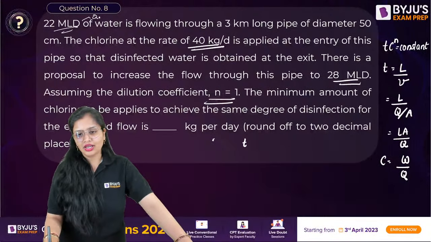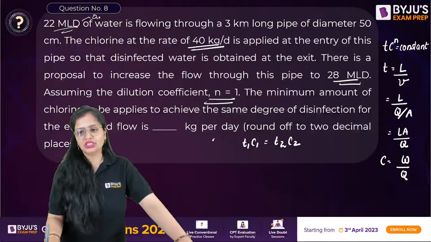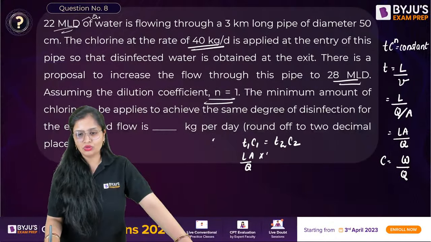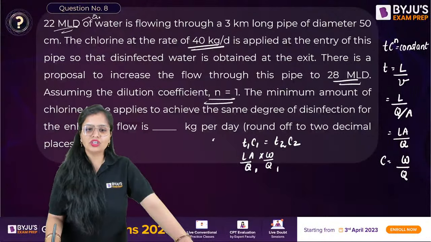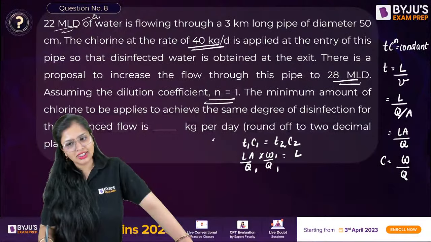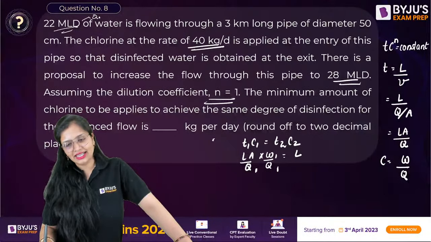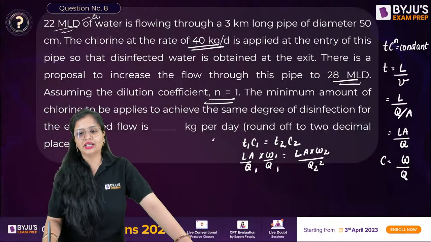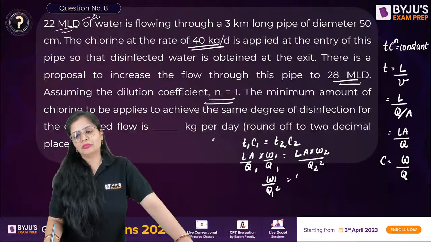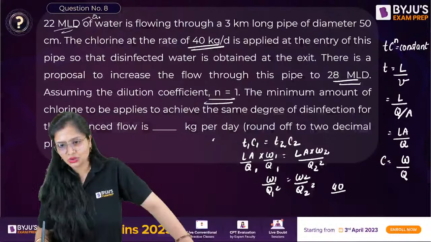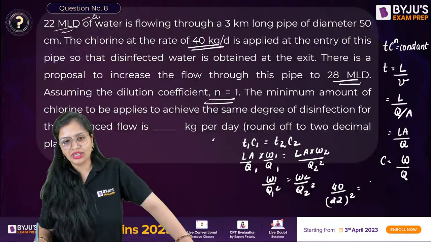Now T1C1 is equal to T2C2. So this is LA by Q into W by Q, for the first case when it is 22 MLD. So this will be W1. Length is not changing because the pipe is the same, and neither is area changing. Only Q changes, so I take Q square directly. So W1 Q1 square equals W2 Q2 square. W1 is 40 kg per day, discharge is 22 square. W2 you have to calculate, and this will be 28 square.